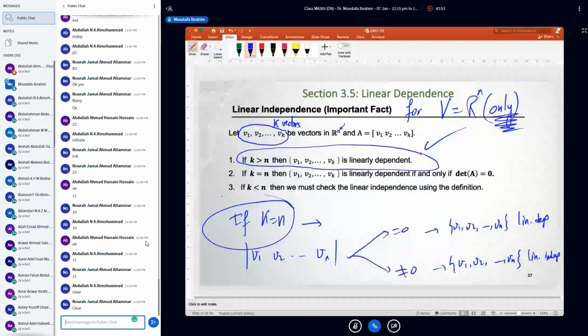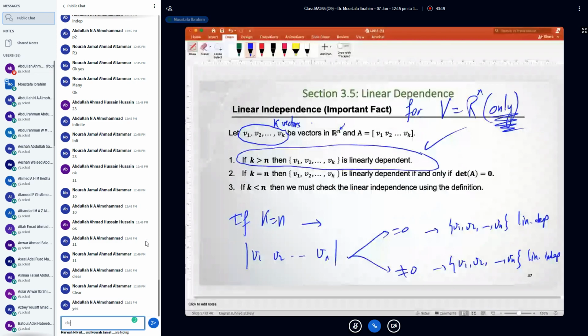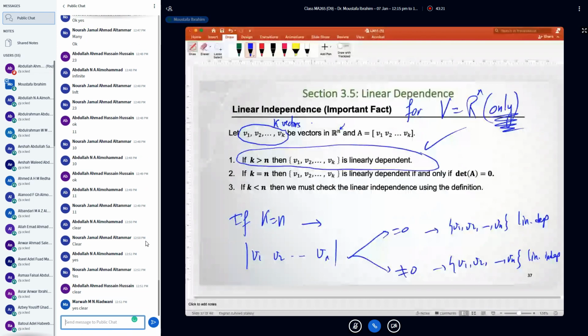Now, for the last one, if k is less than n, then you don't have the choice. You have to apply the definition. You write a1 v1 plus a2 v2 plus ... plus ak vk equals 0. If you get a unique solution, it means linearly independent. If you have infinitely many solutions, it means dependent. Clear? Very good.